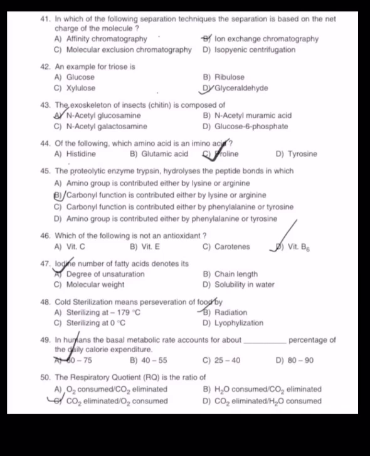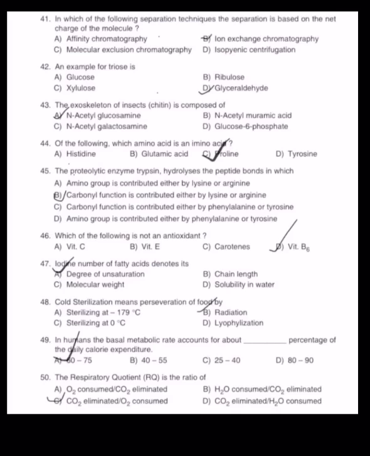Of the following, which amino acid is an imino acid? Correct answer option C, proline. 45. The proteolytic enzyme trypsin hydrolyzes the peptide bonds in which? Option B, carbonyl function is contributed either by lysine or arginine. 46. Which of the following is not an antioxidant? Option D, vitamin B6. Iodine number of fatty acids denotes its option A, degree of unsaturation.